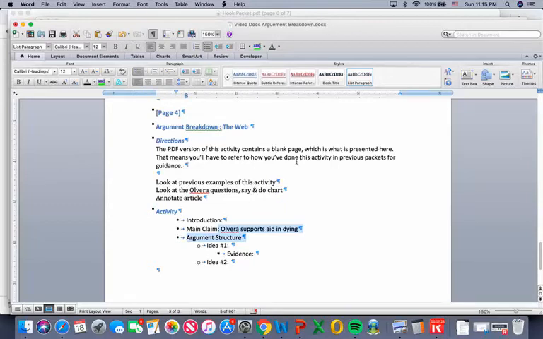Those will be coming up in the next video. For now, we've got our basic outline, where there are 4 main bullet points: the introduction, the main claim, the argument structure, and the conclusion. Underneath the argument structure, indented, we're going to put our ideas and then our evidence that supports each idea. So we've got a good start. We'll come back and finish up with our argument structure.